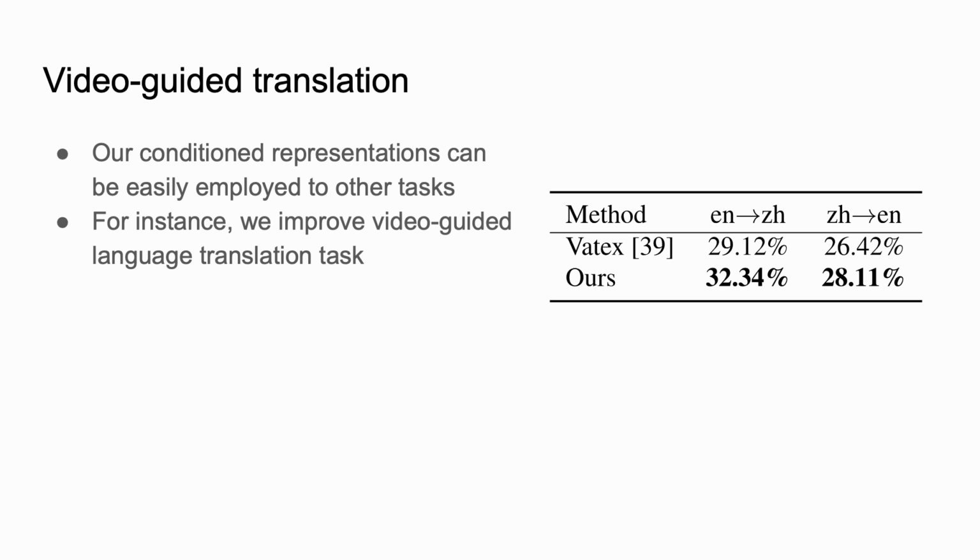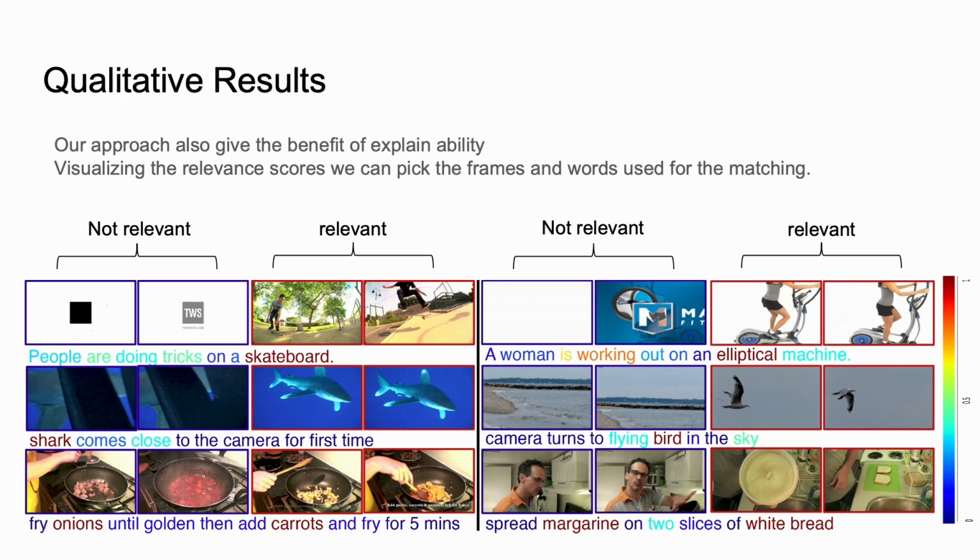We also try our approach on other tasks like video-guided machine translation. The goal of this task is to translate a sentence from the source language to a target language given a video relevant to the sentence. One more benefit of our model is giving explainability. Moreover, we also show qualitative results of our model, and we can see that most of the low score frames tend to be splash screens or logos.